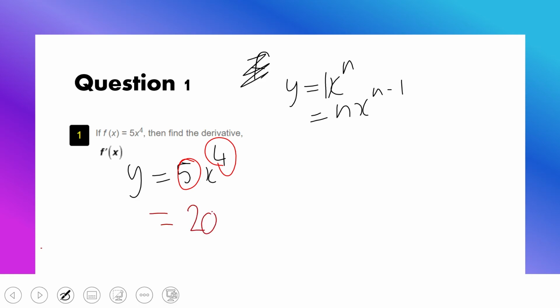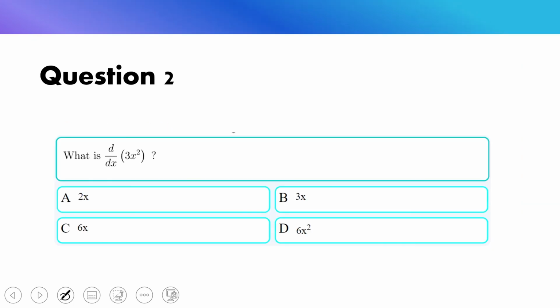That's 20. X just stays the same, and then you minus 1 from this. So 4 minus 1 is just 3, and you have this as your derivative function. Fairly easy, right? So let's go on to the next question.